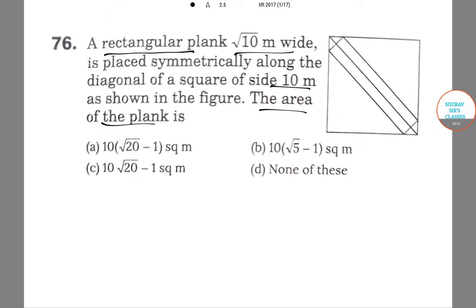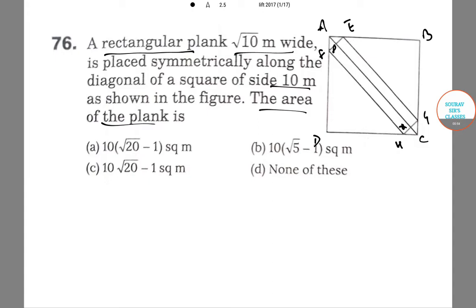So let us label the square as A, B, C and D, the plank as E, F, G, H, and these are intersection points as P and Q.